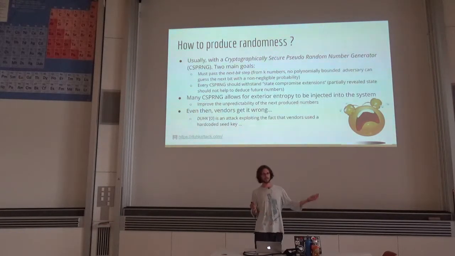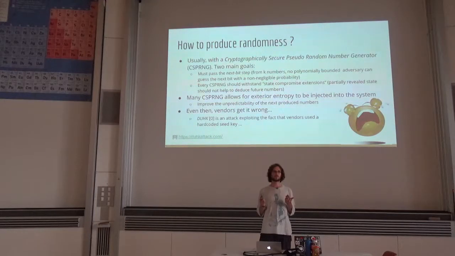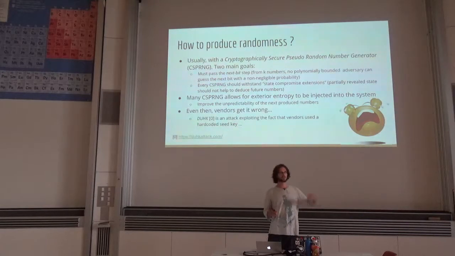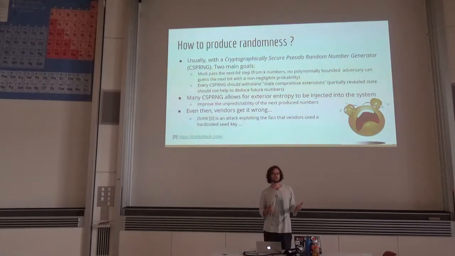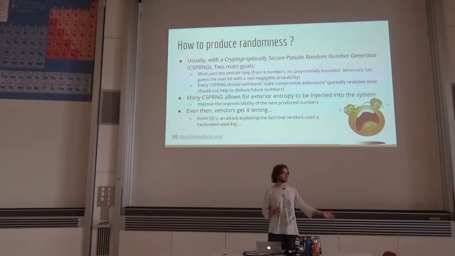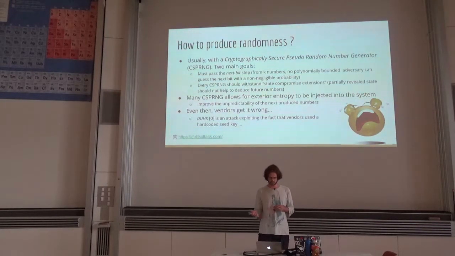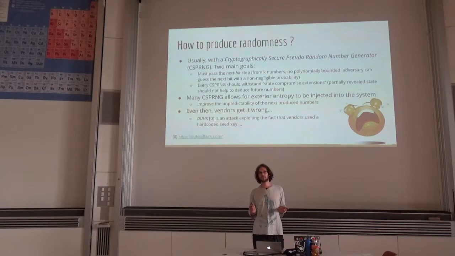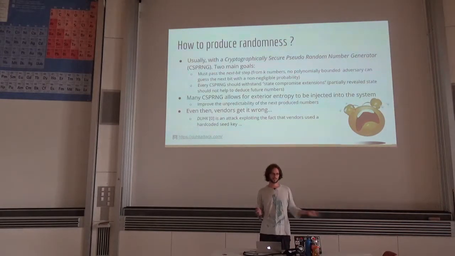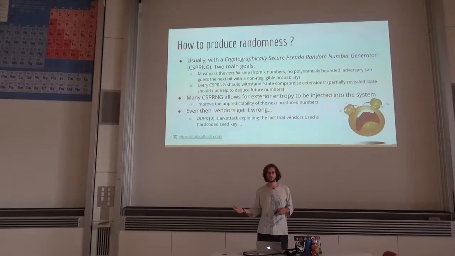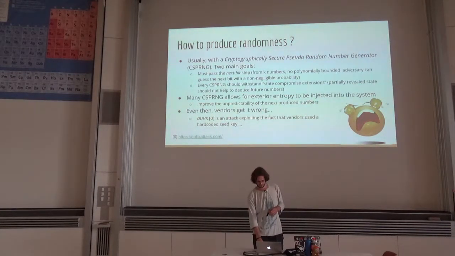We can also inject other entropy sources into the system. So we have a pseudo-random generator in the Linux kernel, but we can also take randomness coming from the network, from sensors, from the light coming from outside, etc. But even then, there are still plenty of cases where it's done badly, in the wrong way. For example, there's this Duck attack, where they use a correct pseudo-random generator, but they use a static seed key inside the library. So it was quite easy to derive the next generated numbers.